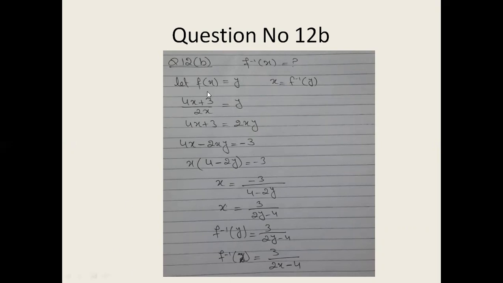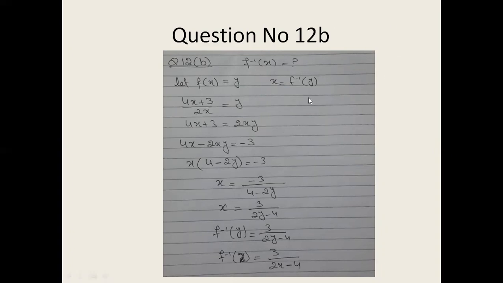So it's a very standard procedure. Just remember this. You will suppose that f of x is equal to y, so x will be equal to f inverse of y. In the place of f of x, I will put the original formula, that is (4x plus 3), the whole thing divided by 2x equals y. This 2x will go on the other side and it will multiply with the y, so you will have 4x plus 3 equals 2xy.